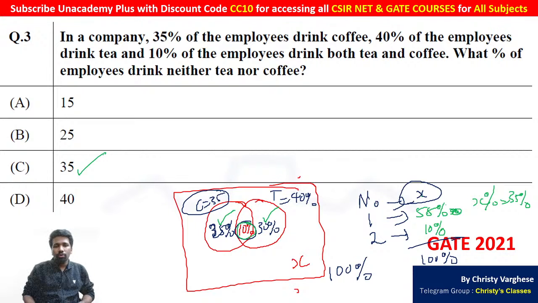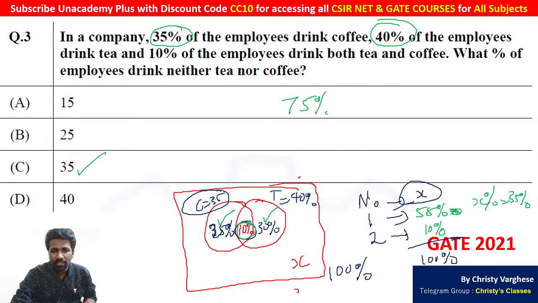Without Venn diagram, how can you do it? You can just think in your head itself. We want neither tea nor coffee. Logically, you can think like this. 35 coffee, 40 tea. 35 plus 40, total 75% is there. But the problem is in that 75%, 10% is repetition. In this 35 also that 10 is there. In this 40 also that 10 is there. But 10 should be there only one time. So 2 times it is added, so you have to subtract 1 time to get the distinct number of people or distinct percentage. That means 65%.